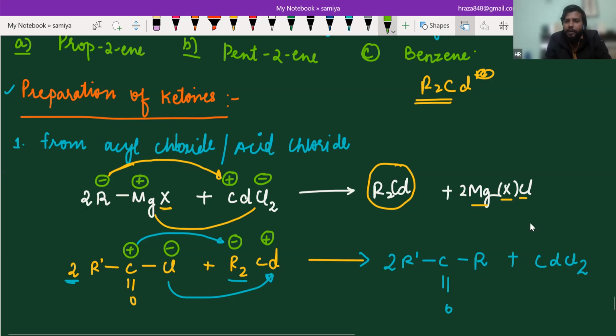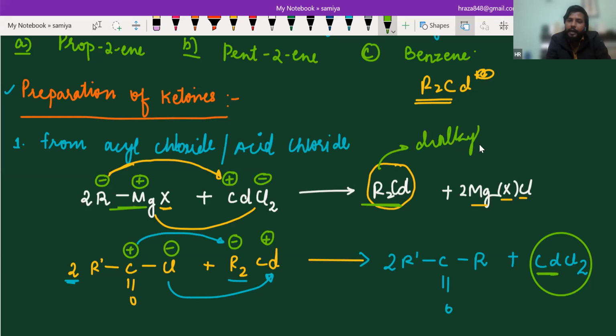Now, in the second step you got the CdCl2. Again you can use it with Grignard reagent and form dialkyl cadmium, and this dialkyl cadmium will react with acyl chloride and form ketone. So it's very easy to understand.